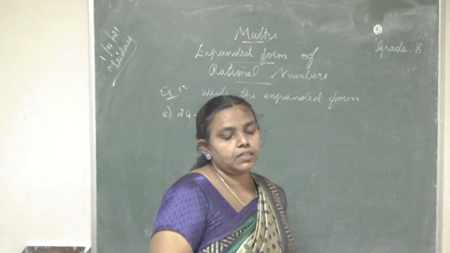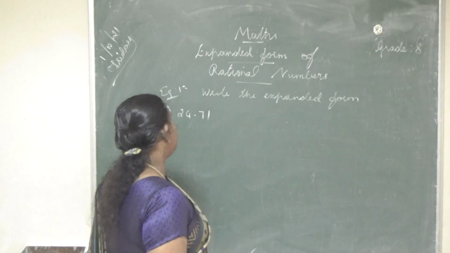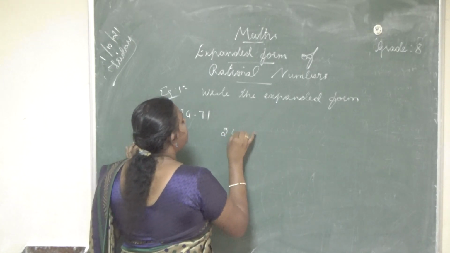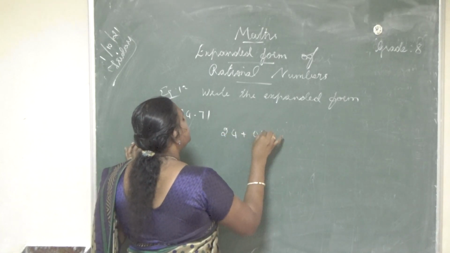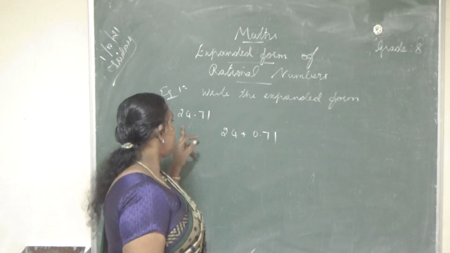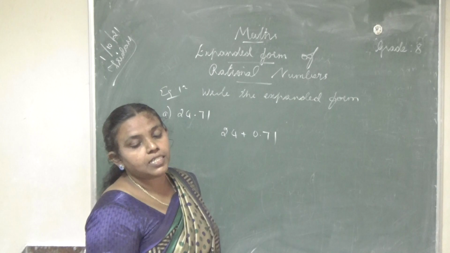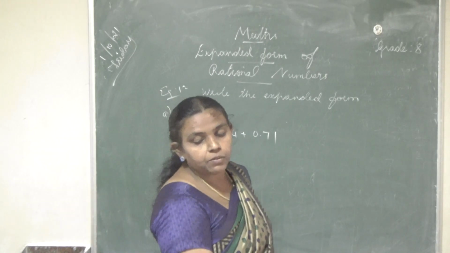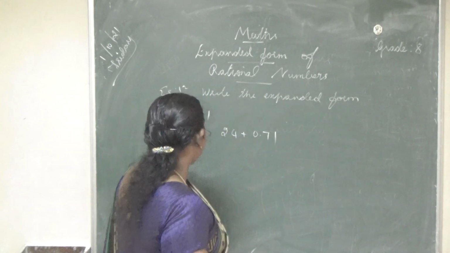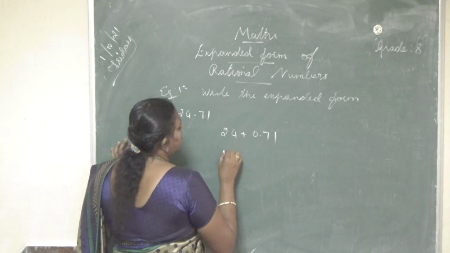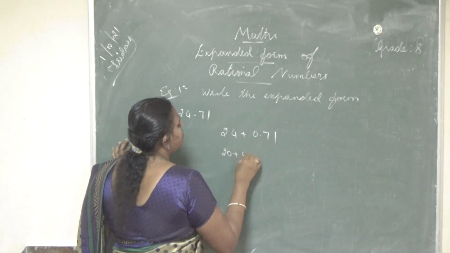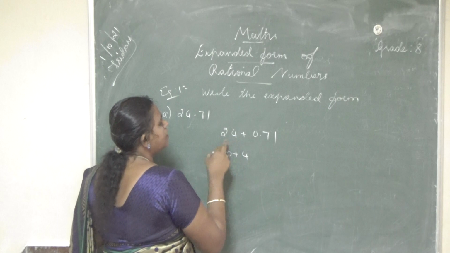So how to expand? How will you write this 24.71? We can write 24 plus 0.71. Can write like this, no? 24 plus 0.71, is it? So how will you write next? How will you write 24? 24 means 20 plus 4.